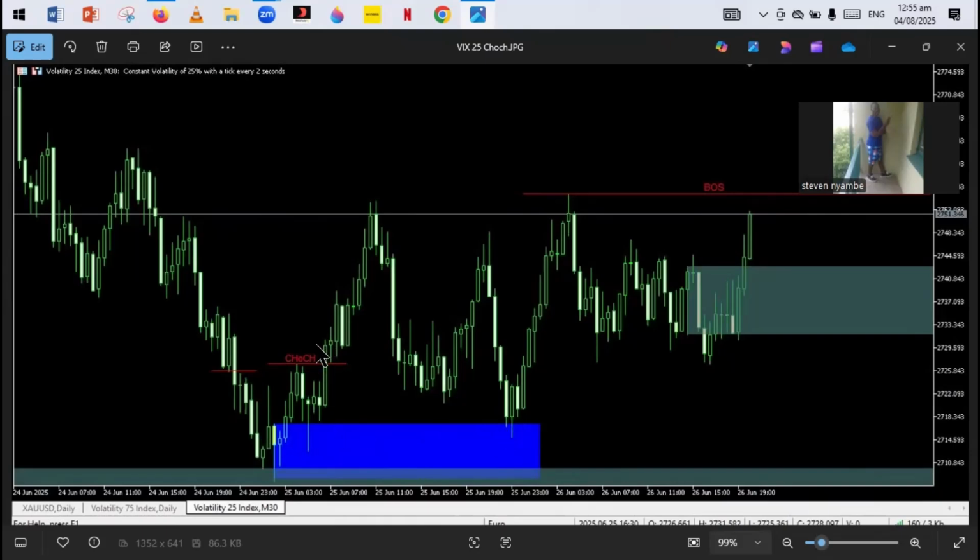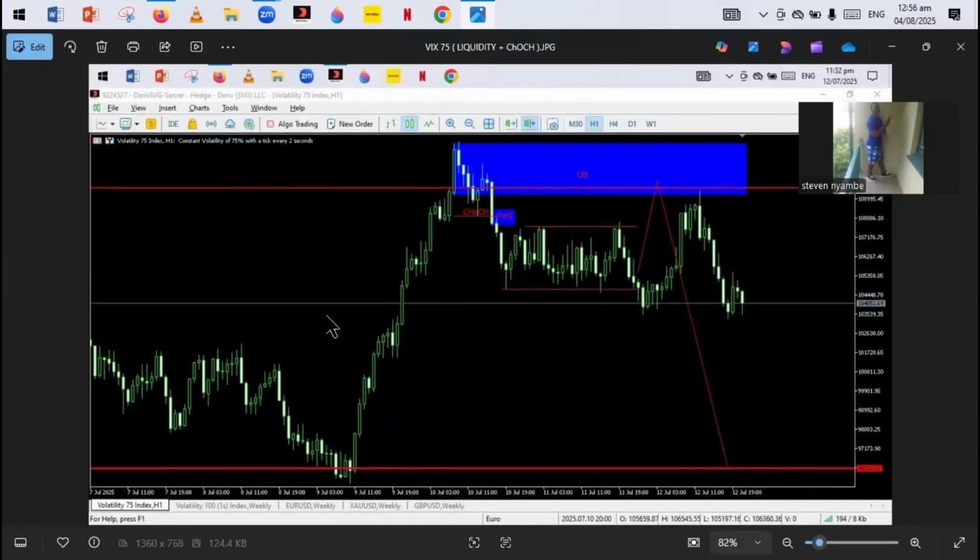So do not enter at the first instance when price changes character, like here. When it breaks, do not enter here. Always wait for price to come back and mitigate this order block, or tap into the order block, which caused this change of character. This is one trade I took on VIX 75.